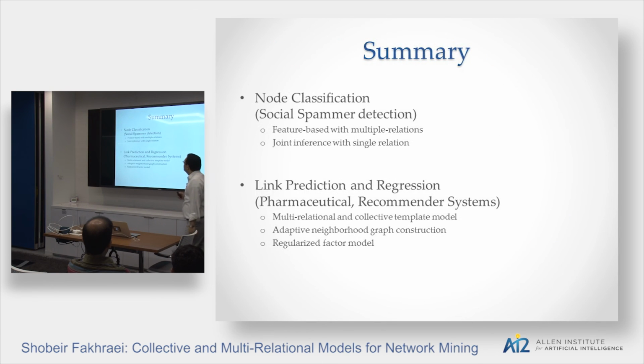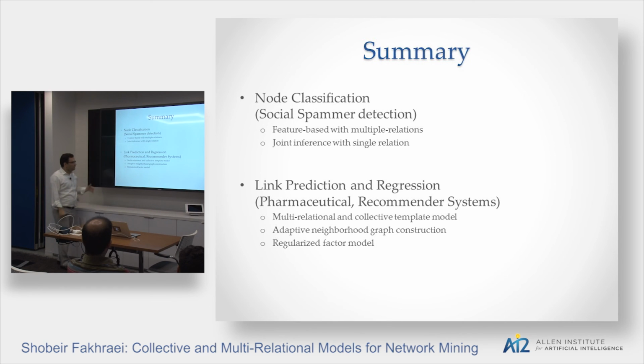So I think I'm going to finish 5 minutes ahead of time. But what we did, we talked about node classification and using social spam detection. We used a feature-based method with multiple relationships, and we showed that in feature extraction both of them matter. We showed that using one single relationship, joint inference matters. We then talked about link prediction and regression, and we did it based on pharmaceutical discoveries and recommender systems.